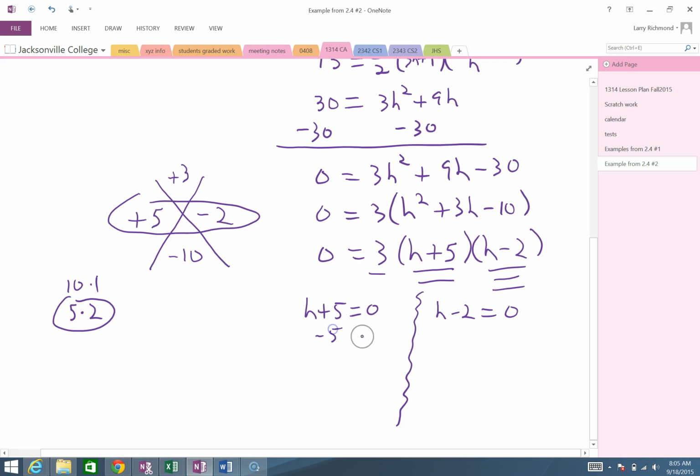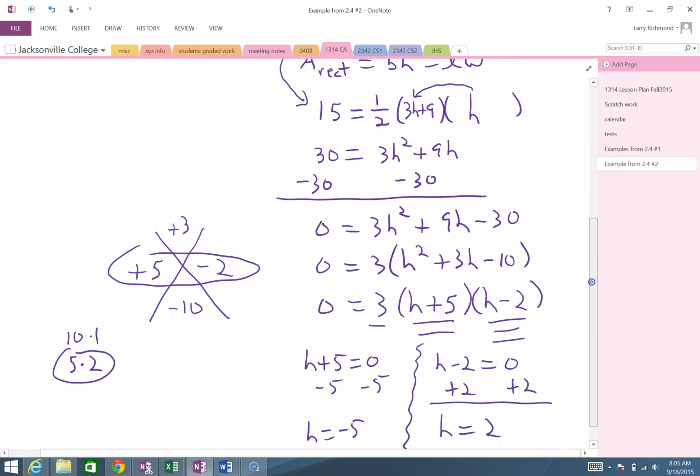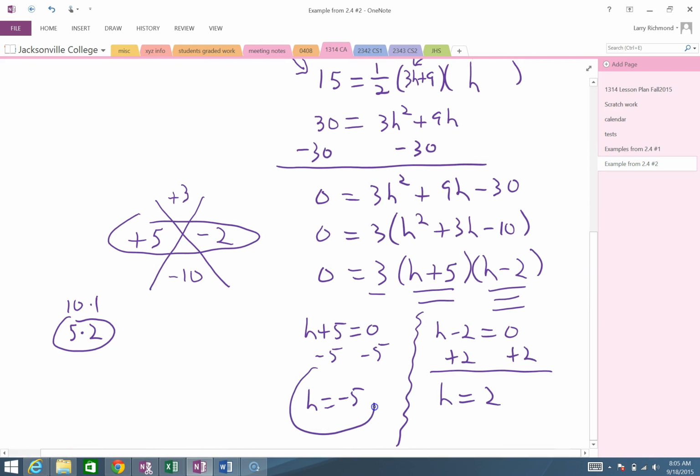Here, subtracting 5 on both sides, I get that h is negative 5. Here, adding 2 on both sides, I get that h is 2. So we're seeing h can be 2 and negative 5. Well, back to our drawing, h is a length, so it can't possibly be negative. So in this context, h equals negative 5 will not be applicable. While it does solve this equation, it is not appropriate contextually.